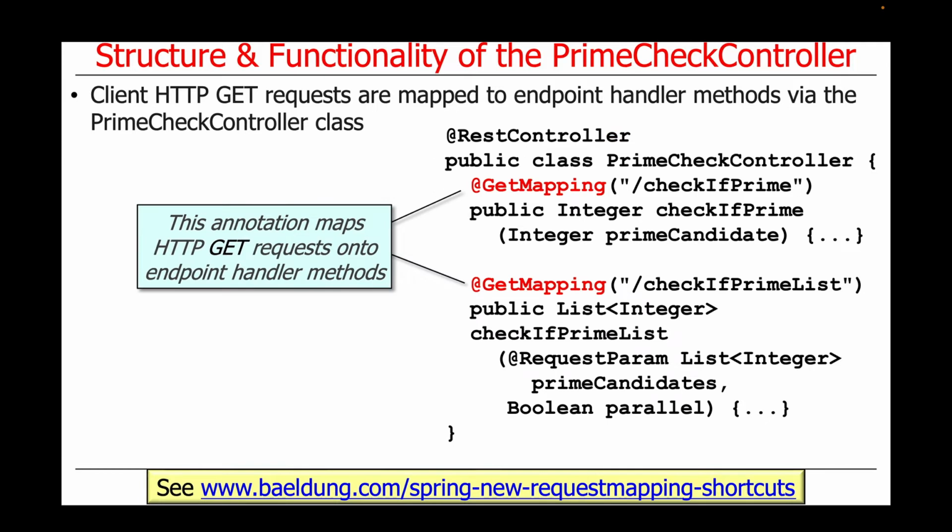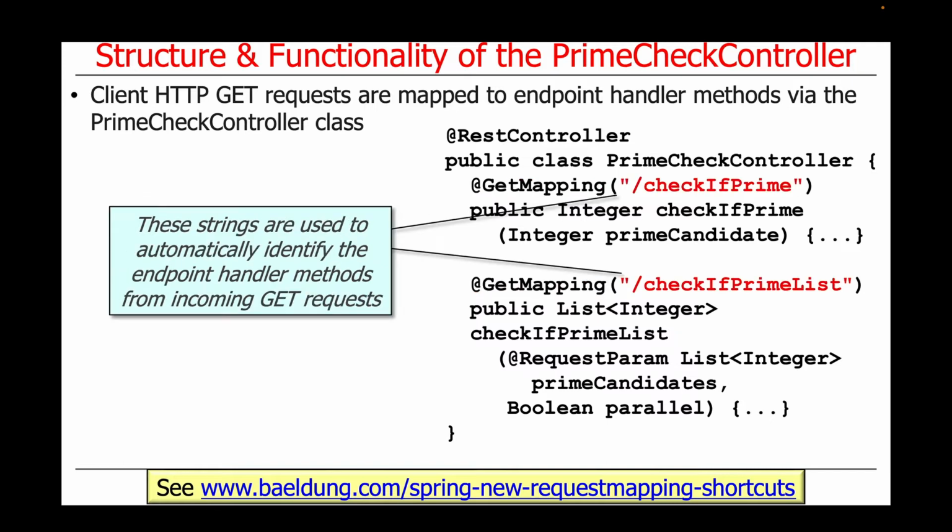You can see a couple other annotations here. These are on a per method basis. The GET mapping annotation is used by Spring to automatically map the incoming HTTP GET requests onto the appropriate endpoint handler methods. That's the thing here that says checkIfPrime or checkIfPrimeList. And the way that that gets done is by passing strings to the GET mapping. And these strings, such as the string /checkIfPrime or the string /checkIfPrimeList, those are actually part of the URL, or the URI, that's coming across from the client.